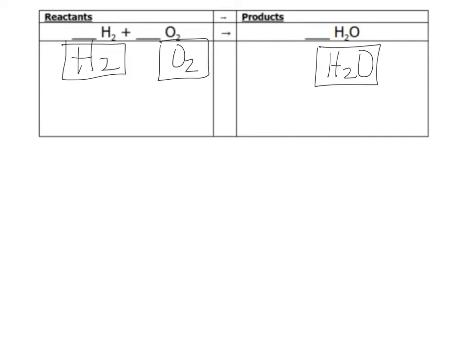So on the reactant side I have 2 H's and 2 O's. Product side, 2 H's, 1 O. It's my oxygen that isn't balanced. I have 2 here and only 1 here. So I go to the side that I have less of. I only have 1 oxygen on the product side, and I'm going to draw another box.